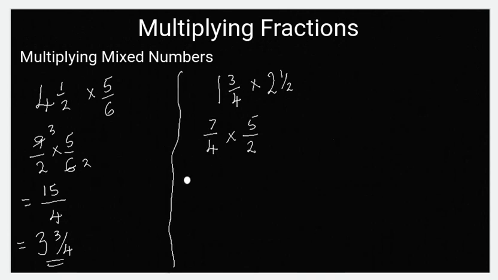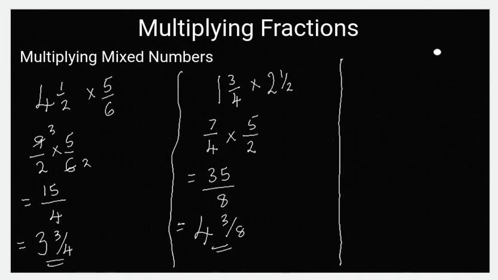Okay, can anything be simplified here? No, so we just multiply straight out. So 7 times 5, that's 35. 4 times 2, 8. Now, this is our answer in improper fraction. How many sets of 8 can we find in 35? That should be 4. 4 times 8 is 32. Subtract 32 from 35. That's 3. 3 over 8. So this is our final answer. Let's see. Let's do one more.